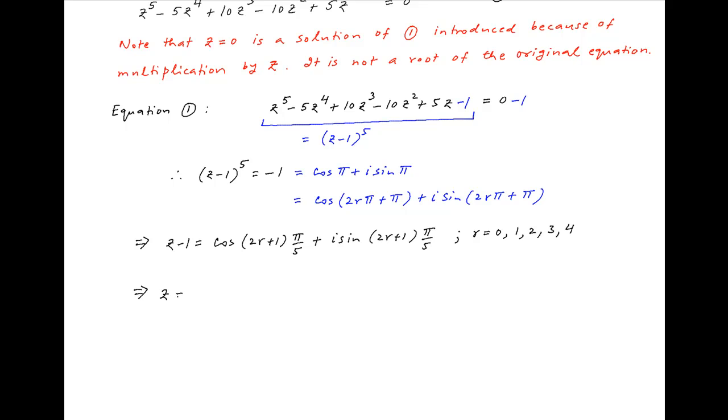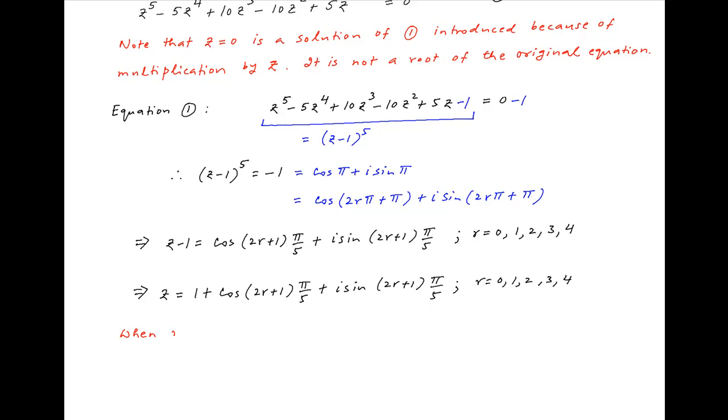Therefore, z is equal to 1 plus cos of (2r plus 1) times pi upon 5 plus i times sine of (2r plus 1) times pi upon 5, where r is equal to 0, 1, 2, 3 or 4.